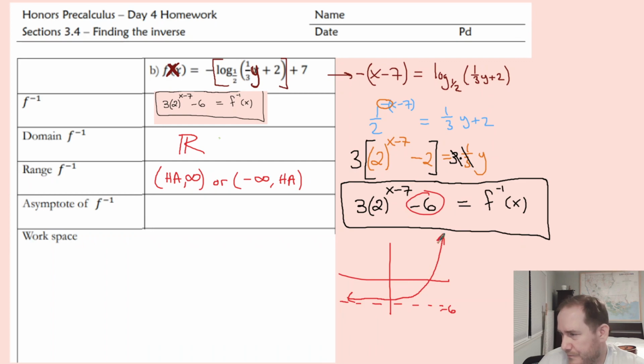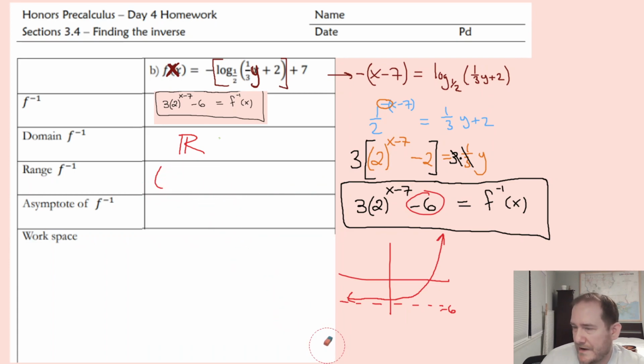My graph is still basically just this, which means we're going to be of the form horizontal asymptote to infinity. So not this one. And we know that the horizontal asymptote is at -6, so that's our range, -6 to infinity.